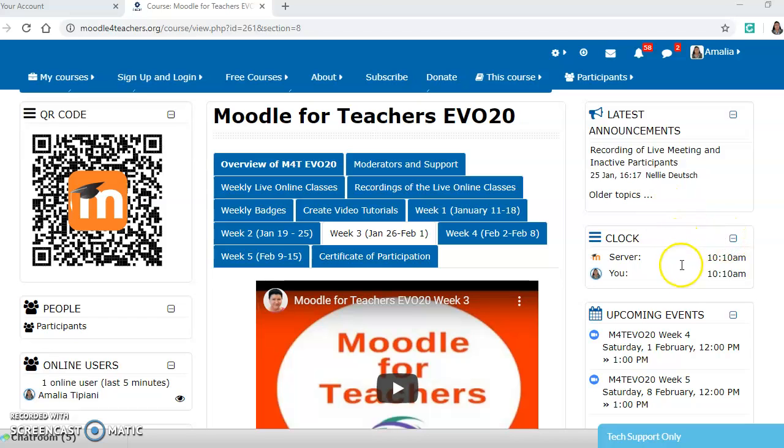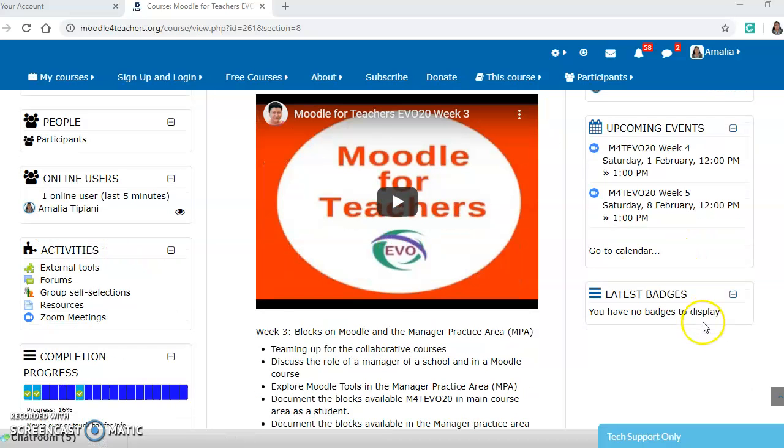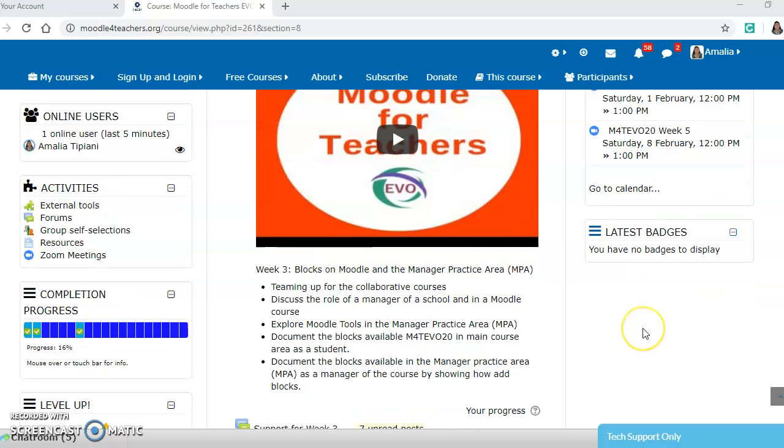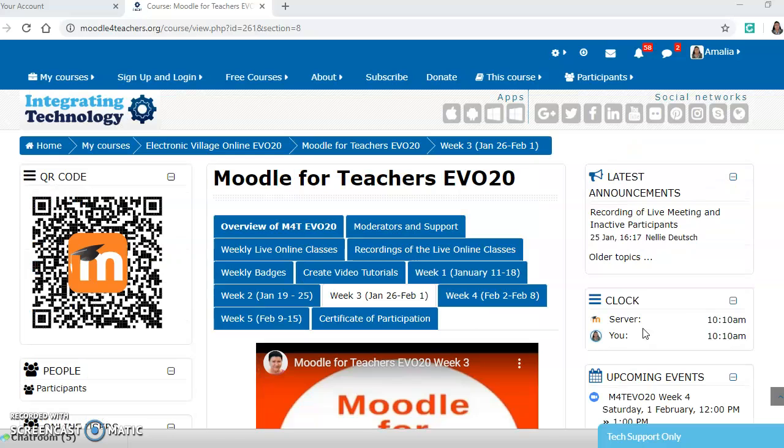Okay, the other one is about the clock. It gives you the time exactly. Then the other one is about upcoming events, and you have the information for week 4 and week 5. And the last one is about the latest budgets. In my case, because of some lateness, I don't have any budgets yet.